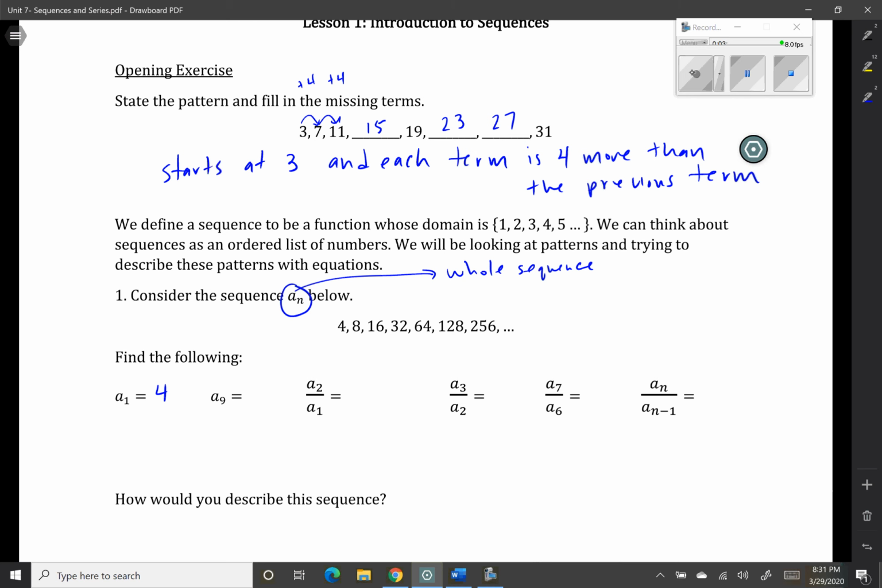Now I have A sub 1, A sub 2, A sub 3, A sub 4, A sub 5, A sub 6, and A sub 7. I do not have A sub 8, and I do not have A sub 9. So if we look at this pattern quickly, we can get from one term to the next term by doubling the previous term or multiplying by 2. So if I do 256 times 2, I get 512. If I do 512 times 2, the ninth term would be 1024.